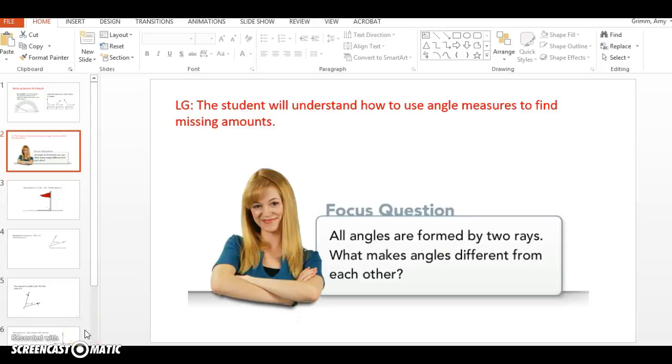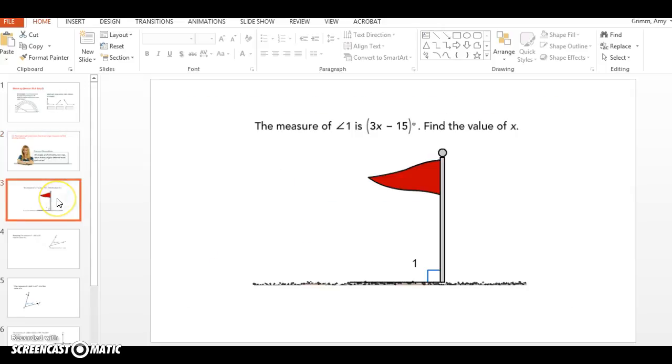All right, learning goal today is the student will understand how to use angle measure to find missing amounts. So we're going to combine the geometry stuff with the algebra stuff that we are working on. Okay, so this one says the measure of angle 1 is 3x minus 15, and they want us to find the value of x. So this right here is 3x minus 15. Do we know how much that angle measure is?